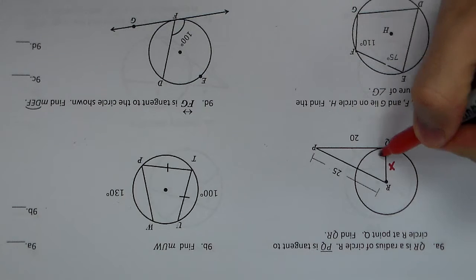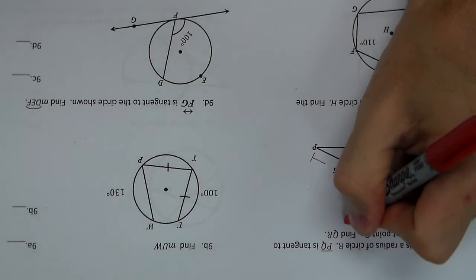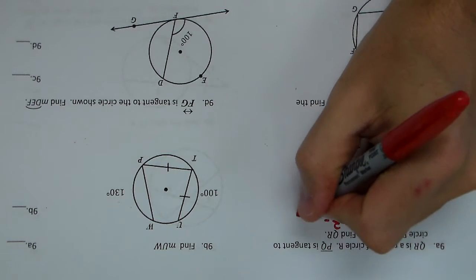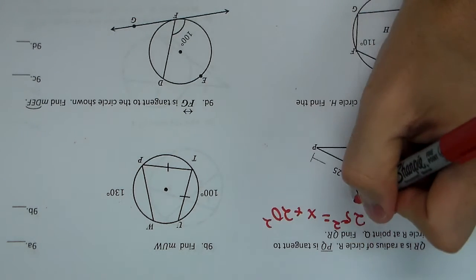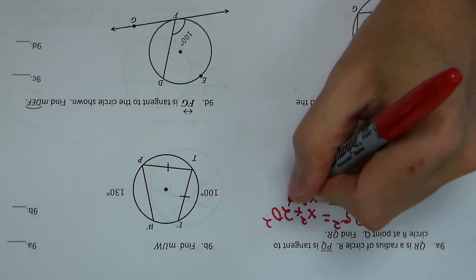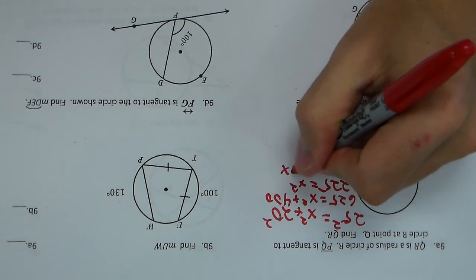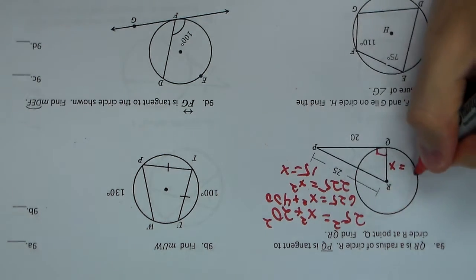We know a tangent and a radius are perpendicular, so what this really becomes is a Pythagorean theorem problem. We go 25 squared equals x squared plus 20 squared. That gives me 625 equals x squared plus 400. That becomes 225 equals x squared, so x is 15. So our radius is 15.